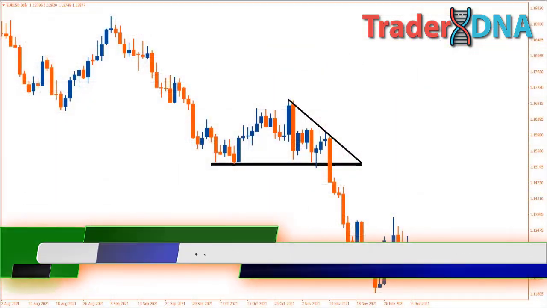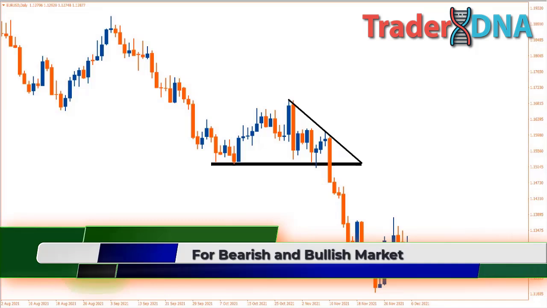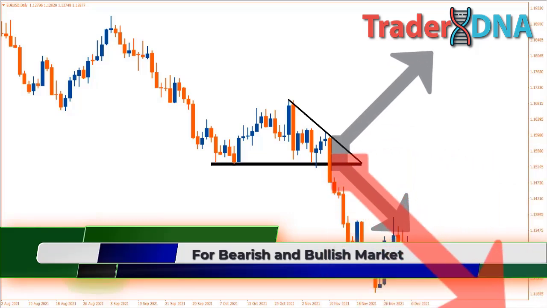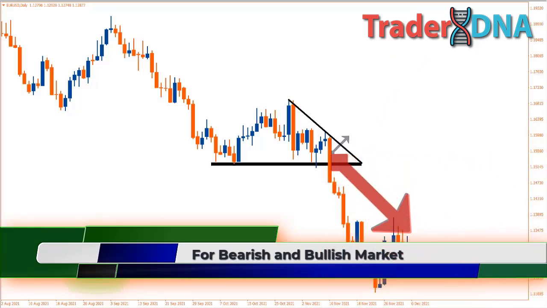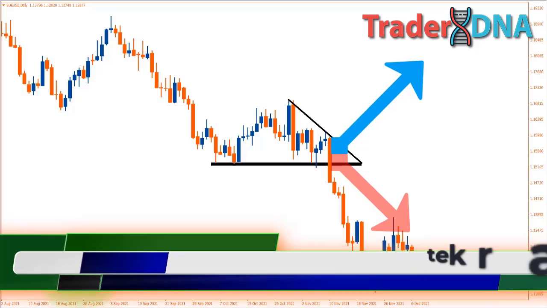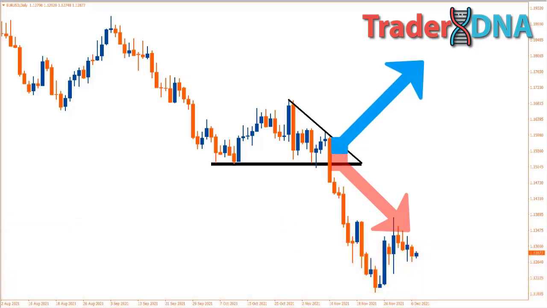The descending triangle for bearish and bullish market. Contrary to popular opinion, a descending triangle can be either bearish or bullish. Traditionally, a regular descending triangle pattern is considered to be a bearish chart pattern. However, a descending triangle pattern can also be bullish. In this instance it is known as a reversal pattern. To that point, the descending triangle can be viewed as either a continuation pattern or a reversal pattern.